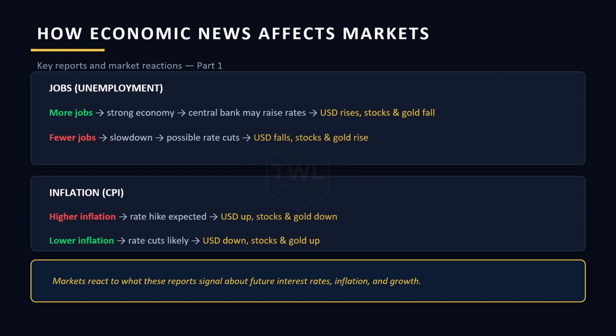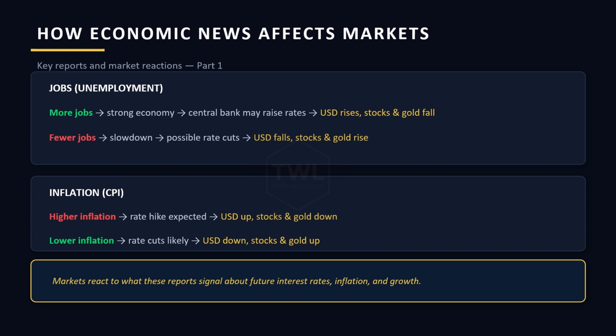Now let's talk about something you'll see constantly if you follow trading news: economic reports. First, jobs reports, also called unemployment data. If more people have jobs, that signals a strong economy, and the central bank might raise interest rates to keep things from overheating. When that happens, the dollar tends to rise, while stocks and gold tend to fall. If fewer people have jobs, that signals a slowdown, which might lead to rate cuts. In that case, the dollar tends to fall, and stocks and gold tend to rise.